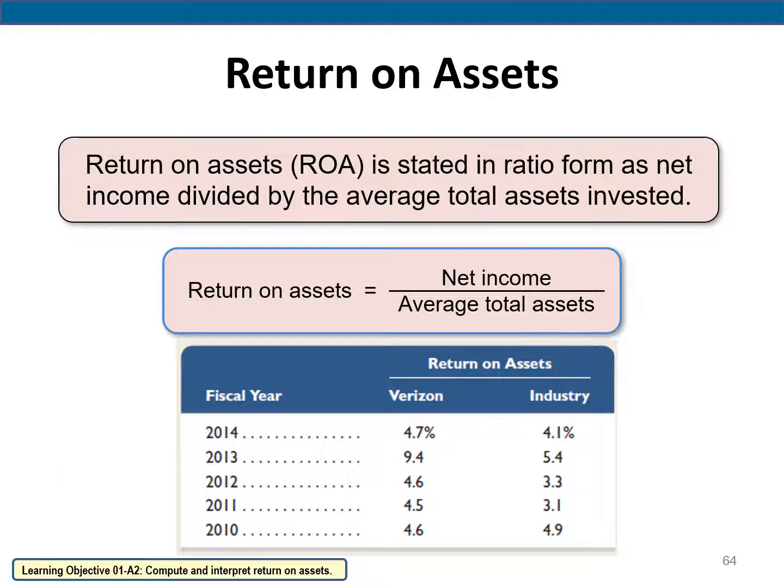Oftentimes when we're looking at these analysis tools, they're really no good in and of themselves generally. What you want to look at is the answer to the analysis tool, either over a period of time for the same company, or perhaps in comparison to an industry average, or in comparison to competitors. The return on assets here is again calculated as net income divided by average total assets. The example that they show is the return on assets for Verizon, both over a comparison of Verizon's own history and compared to the industry.